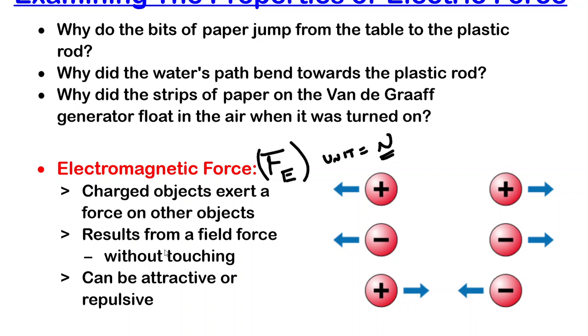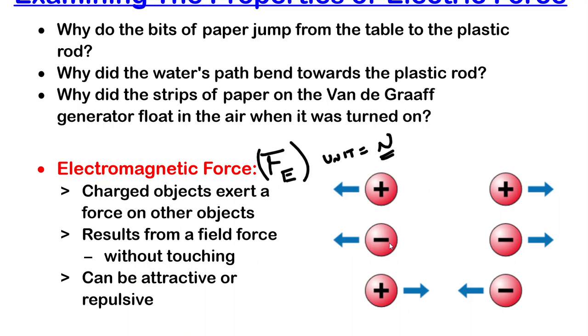Okay, so electric force occurs when charged objects exert a force on each other. So here are two positive charges. We know that like charges repel. Well, repel, they push away from each other, and a push is a force. So therefore, there must be some force causing these two objects to move away from each other, and that force is the electromagnetic force, or the electric force for now.